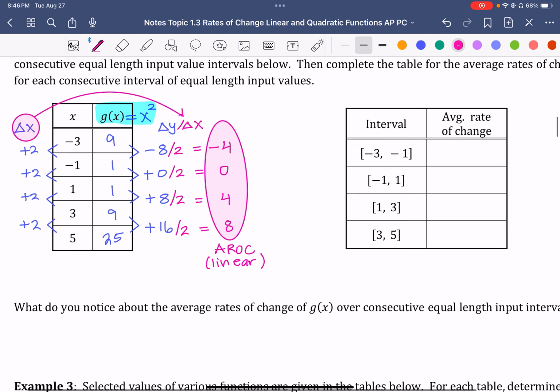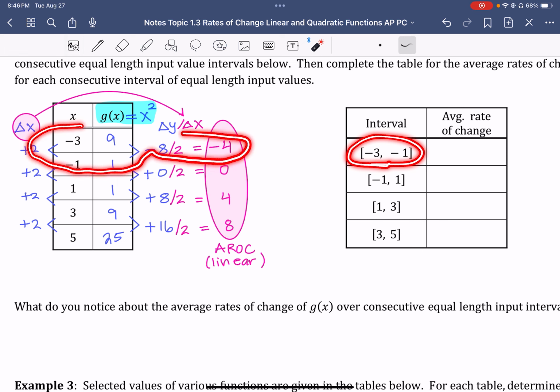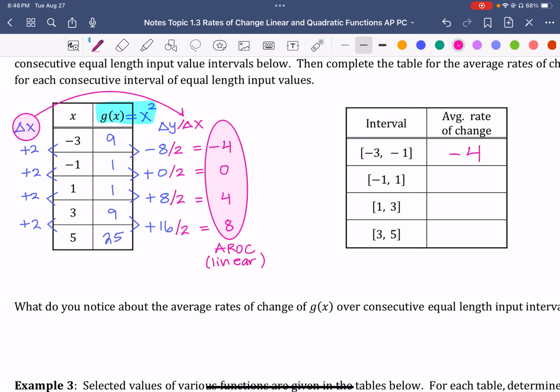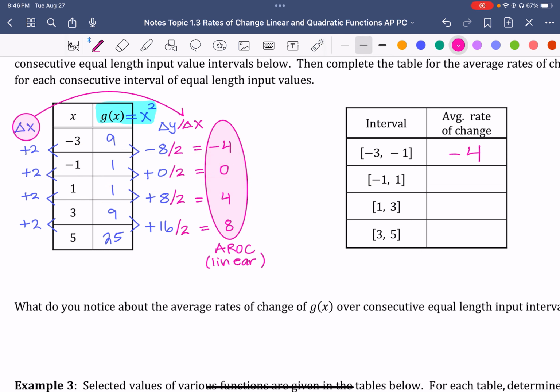Now moving on to the second table, they have given us intervals and they want us to plug in the average rate of change. Okay, now we've actually already done these intervals. We already did -3 to 1, which is all this work here. From -3 to 1, our average rate of change ended up being -4. So I'm going to plug -4 there. Okay, from -1 to 1, we also did all that work, as you can see here. The average rate of change is 0, and then the same numbers for the rest of them. So we actually already did that.